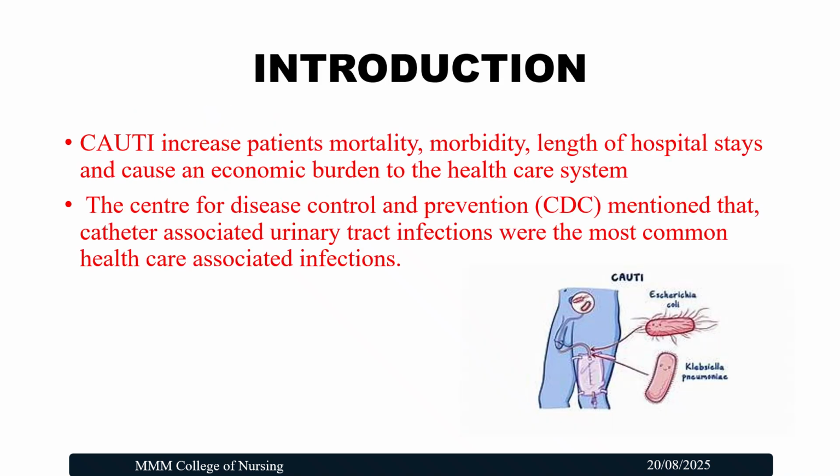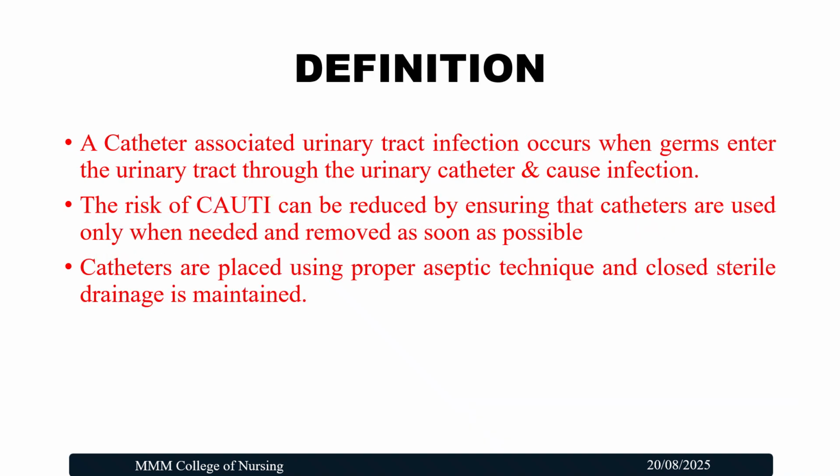Introduction about CAUTI. Catheter associated urinary tract infection increases the patient mortality and morbidity and length of hospital stays and causes an economic burden to the healthcare system. The Centers for Disease Control and Prevention mentioned that catheter associated urinary tract infections were the most common healthcare associated infection. Definition. A catheter associated urinary tract infection occurs when germs enter the urinary tract through the urinary catheter and cause the infection.